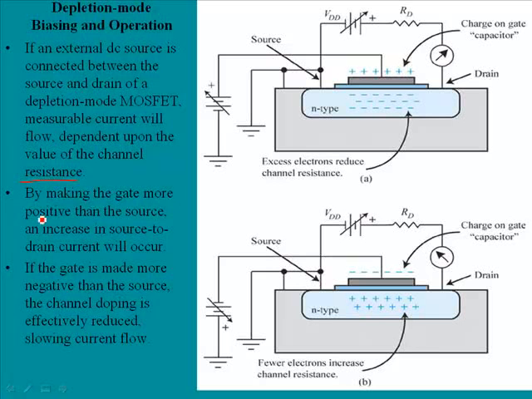By making the gate more positive than the source, an increase in source to drain current will occur. Okay? By making the gate more positive than the source. So here we have our voltage source, and there's an interesting thing that takes place in a MOSFET. Notice we have the metallic material right here. It is separated from the N-type material by the insulating silicon dioxide. Then we have the N-type material.